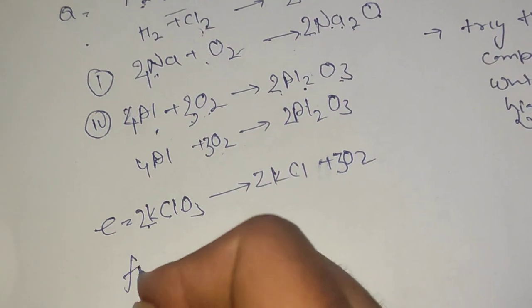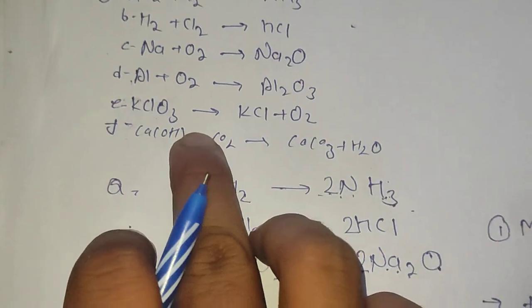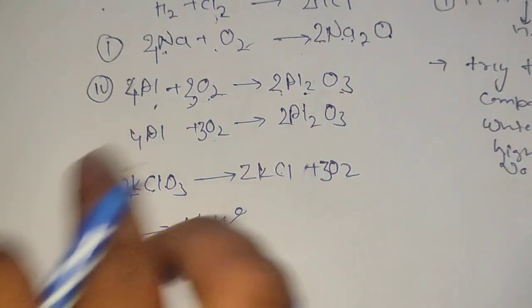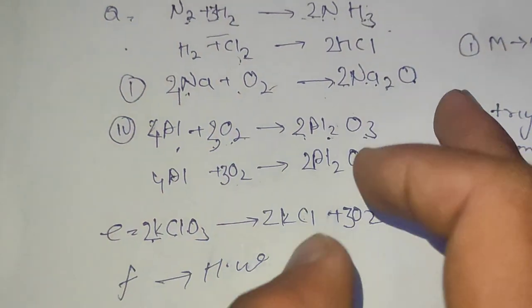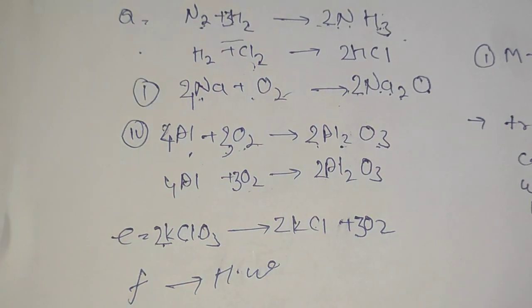And question number F, this is for your homework. Try to solve it, and in the next class I will give you some more questions, and then we will move to our next topic, which is types of reactions.